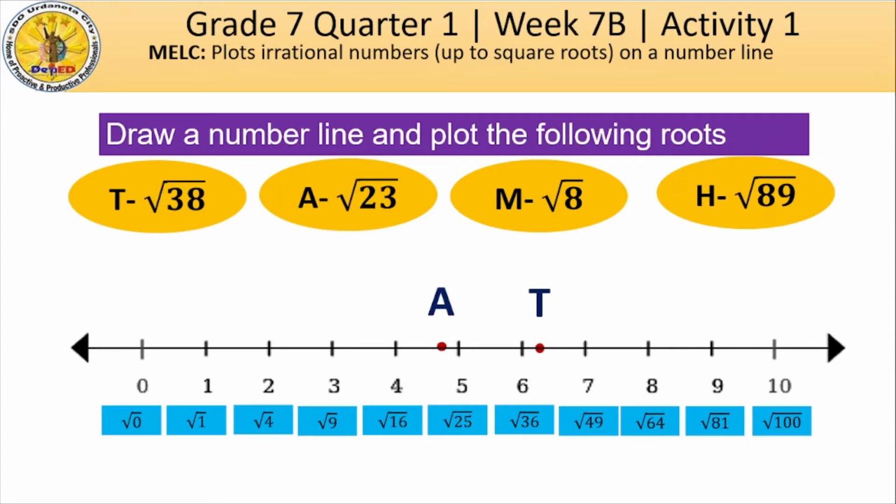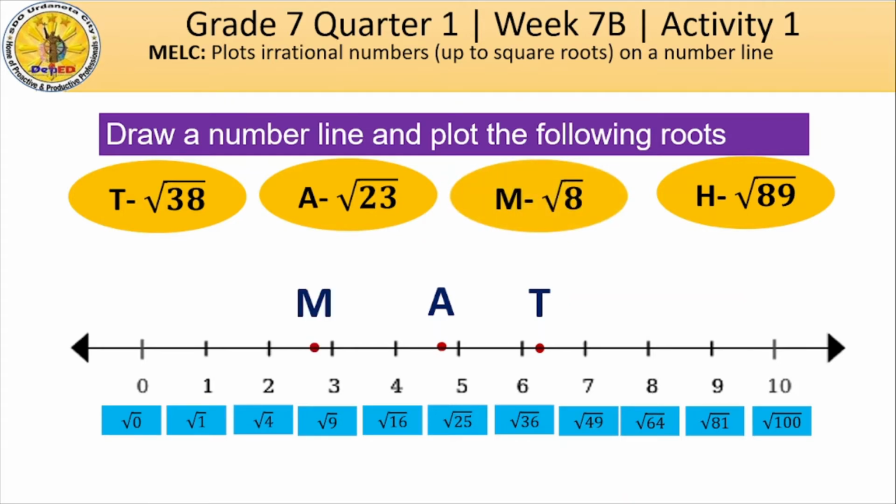Next, let us have point M, having the root square root of 8. The square root of 8 is greater than the square root of 4 but less than the square root of 9. So we know that it lies between 2 and 3. And we know that the square root of 8 is closer to the square root of 9 than the square root of 4. So probably it lies greater than 2.5 but less than 3. So it lies here.